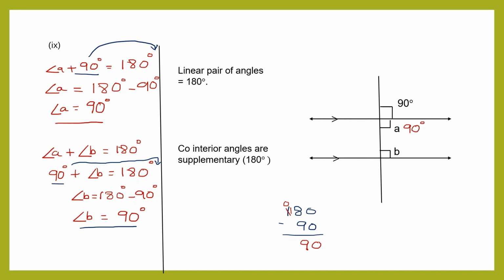There is another way of finding angle B. If you look at this 90 degrees and B, they are corresponding angles. And we know that corresponding angles are equal.